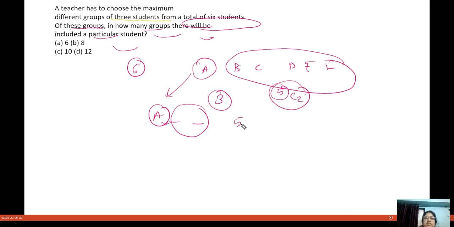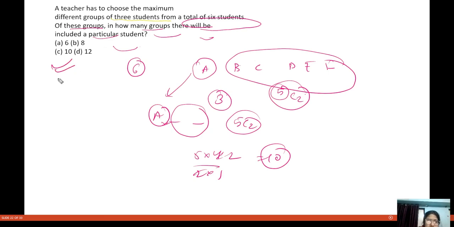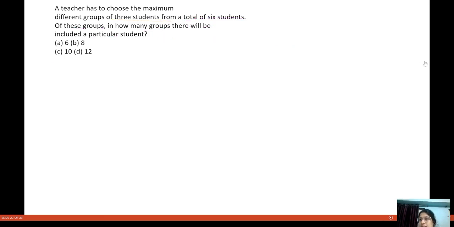5C2. So our answer will be 5C2, and everybody knows that 5C2 is nothing but 10. So your answer comes to be 10 here.